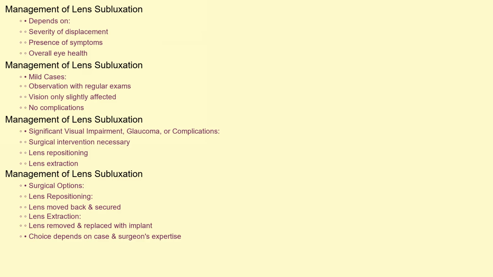The management of lens subluxation depends on the severity of the displacement, the presence of symptoms, and the overall health of the eye. In mild cases, where vision is only slightly affected, and there are no complications, observation with regular eye exams may be sufficient. However, if the subluxation is causing significant visual impairment, glaucoma, or other complications, surgical intervention is often necessary. Surgical options include lens repositioning, where the lens is carefully moved back into its correct position and secured with sutures, or lens extraction, where the dislocated lens is removed entirely and replaced with an artificial lens implant. The choice of surgical technique depends on the individual case and the surgeon's expertise.